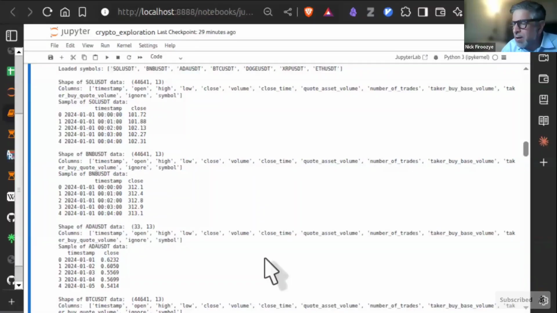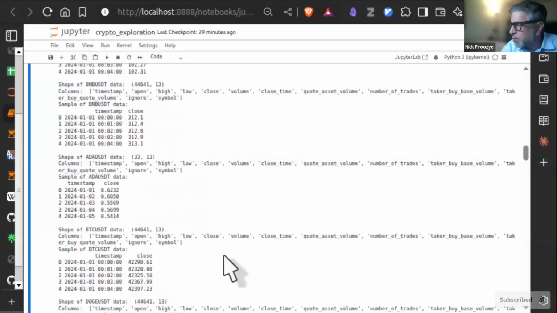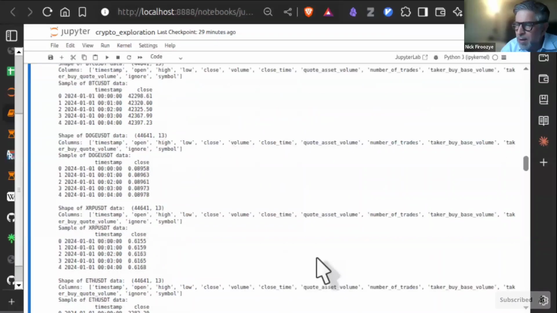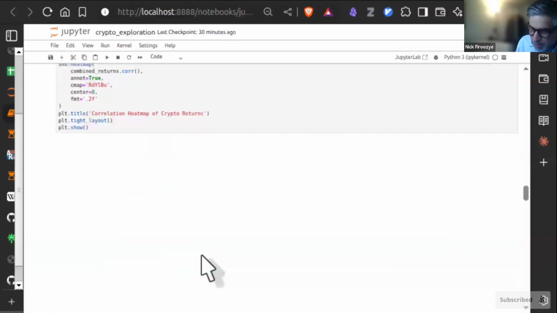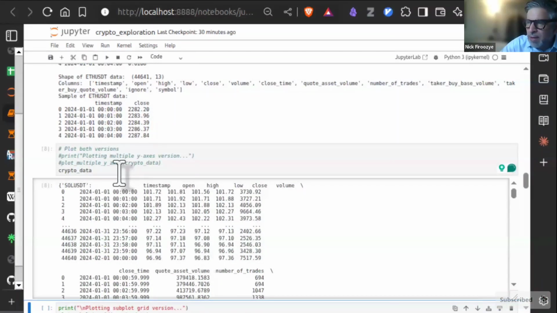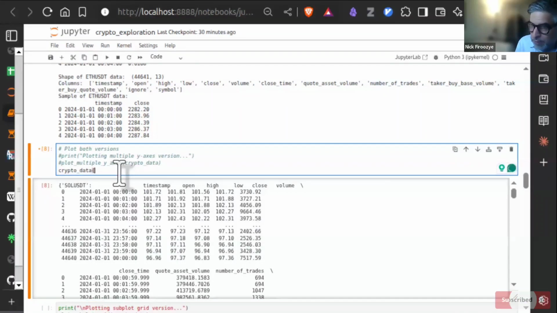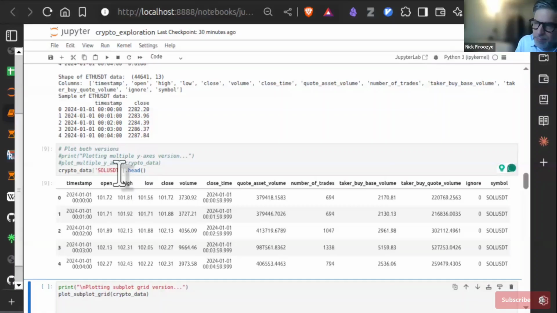Okay, so our plotting wasn't that successful, but we have a little bit more knowledge of the structure and what's in it, and some of the information. And we did a sample. Let's just stop this and see what the crypto data actually is. Yeah, it's a dictionary of data frames. And this is a sample of the data.